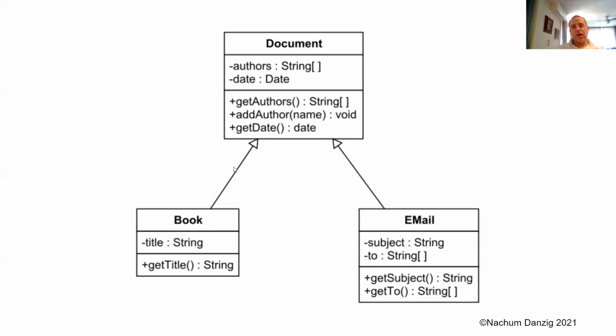And then a book has a title, but it also has author, date, getAuthor, and so on. It has all these same things. It also has a title, though. Not every document has a title, but every book does. And an email also has an author and a date, but it also has a subject line and a to line. So these are specializations of the generalization document.